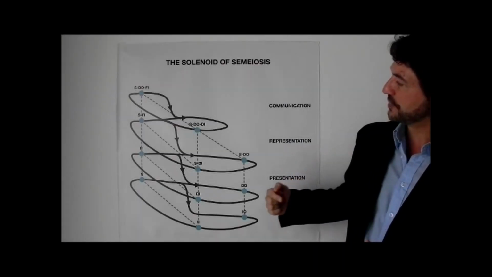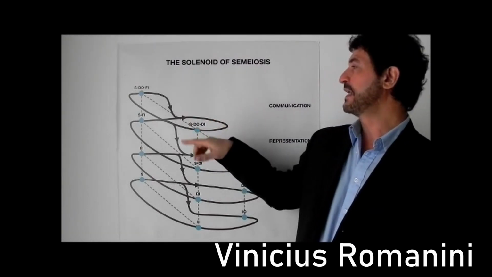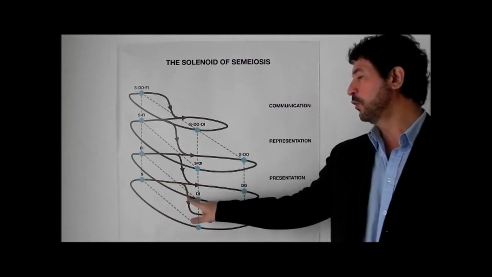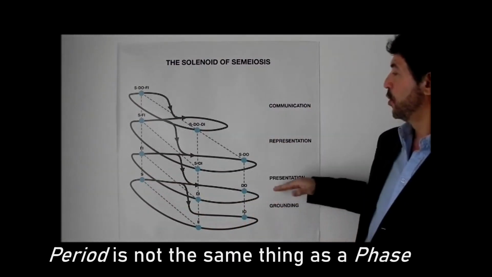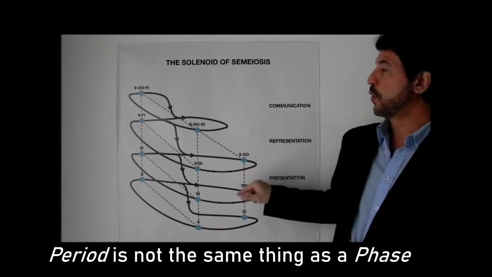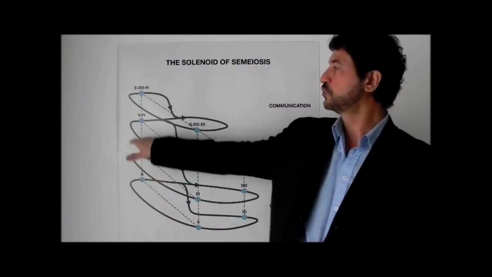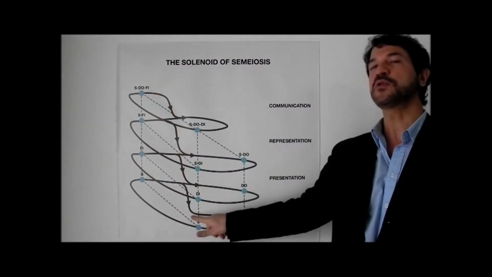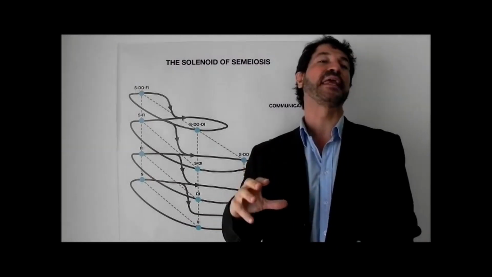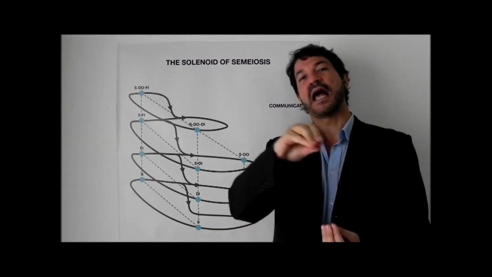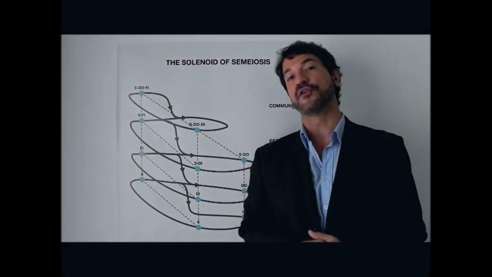The solenoid of Semeiosis evolves in a spiral movement, but always mapping onto itself, and it does that in 4 different periods, which are described here. So, as a whole, the solenoid of Semeiosis is also returning continuously to its initial point. That is, it has no beginning nor end. It's always continuously moving, returning, mapping over itself.